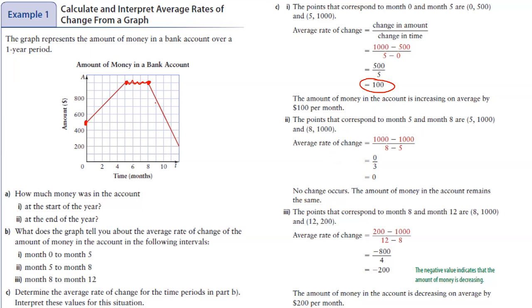And for the last section, that is from month 8 to month 12, the average rate of change is (200 minus 1,000) over (12 minus 8), which is minus 800 over 4, which is minus 200. That means the amount of money in this account is decreasing on average by $200 per month, right? So these are the interpretations of average rate of change for this particular problem. So please have a look at that and let me know if you have any questions, okay?